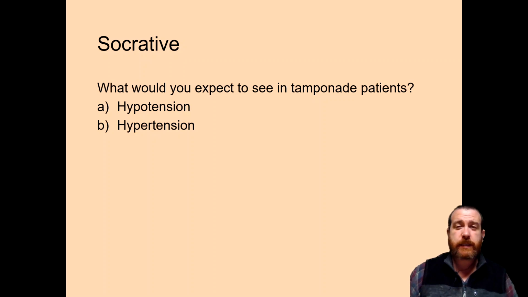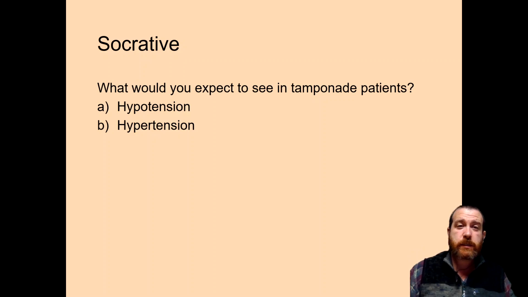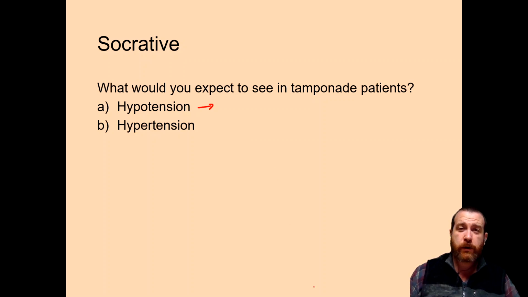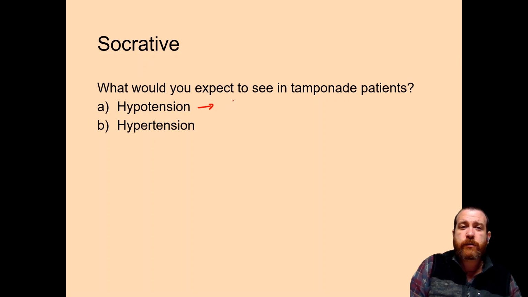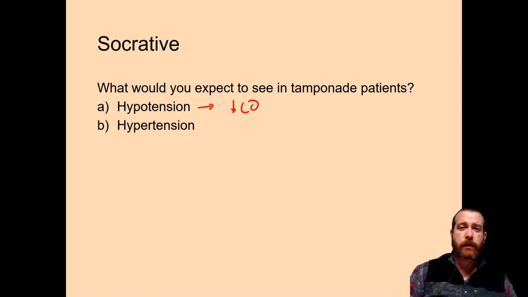So we would expect to see in cardiac tamponade patients, now is when you would hit pause, hypertension or hypotension? Well, we would expect to see hypotension, right? We would expect to see hypotension because we have a drop in cardiac output, right? There's less blood leaving the heart in the case of tamponade patients. So we have hypotension, lower blood pressure in the systemic circuit as the indicator of tamponade.